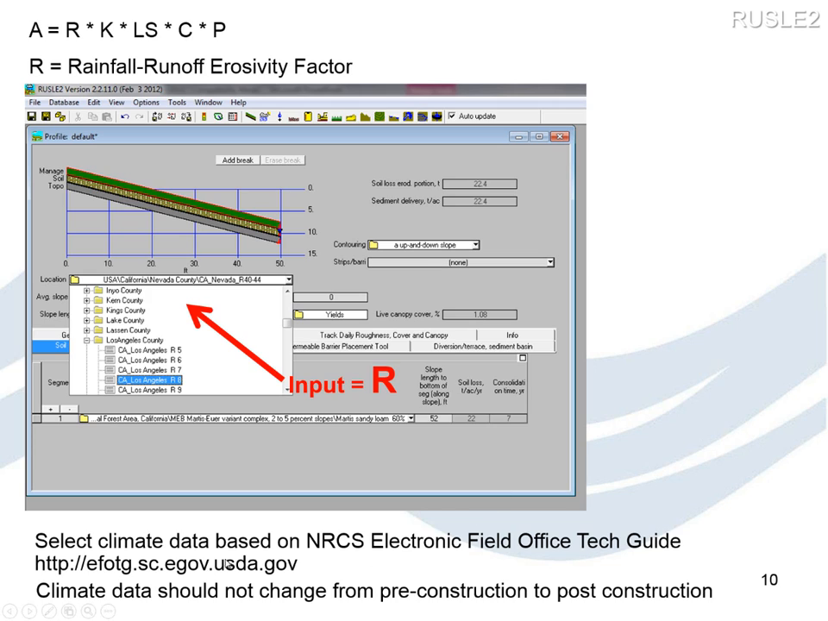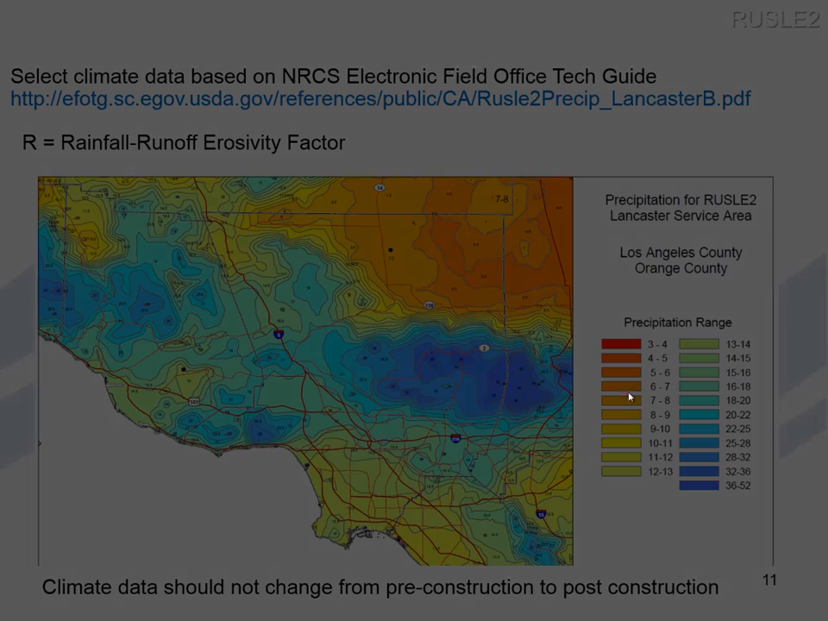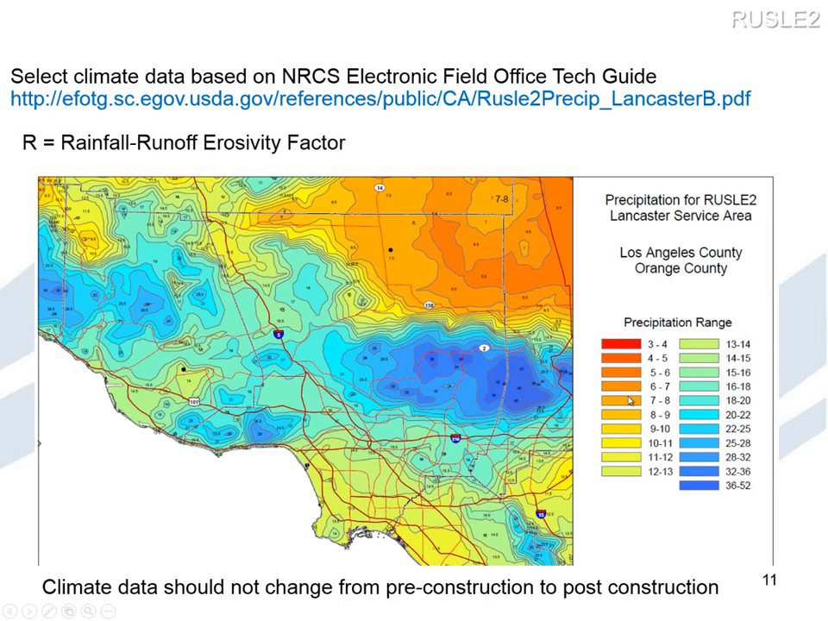Within the Field Office Tech Guide, there is a specific link to RUSLE2 parameters. And so I'll show you this next slide here. This is showing the data that comes from this particular Field Office Tech Guide that applies to the service area covered by the Lancaster Service Center down in LA County, and it incorporates LA County and Orange County. And this map is basically showing polygons with annual precipitation ranges.